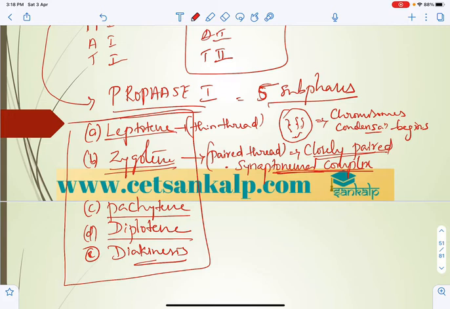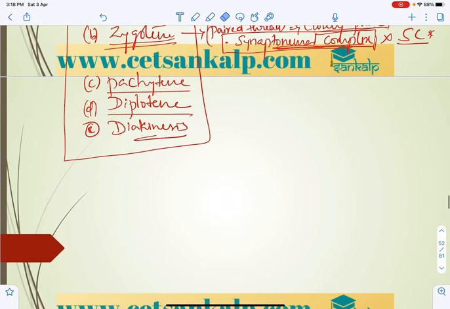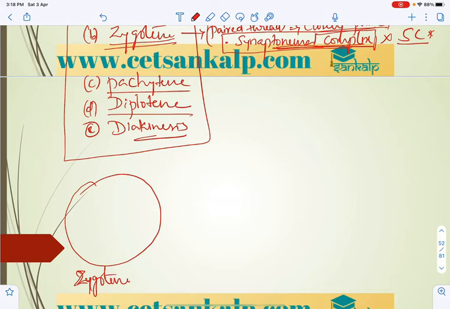The pairing takes place in the zygotene phase because of the synaptonemal complex. That is what you have to keep in mind. The synaptonemal complex helps in the pairing of homologous chromosomes. So here we can take the diagram for that, right? That is zygotene, where the pairing of homologous chromosomes occurs.